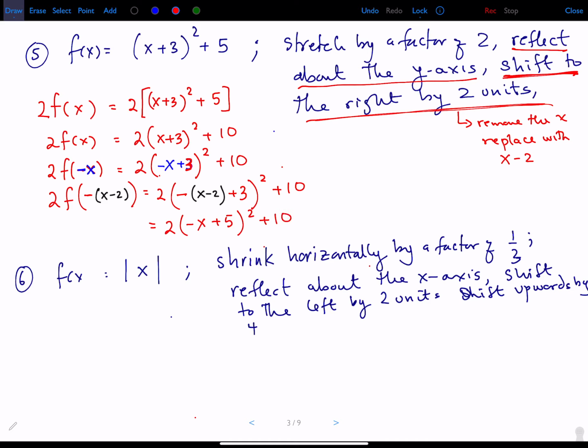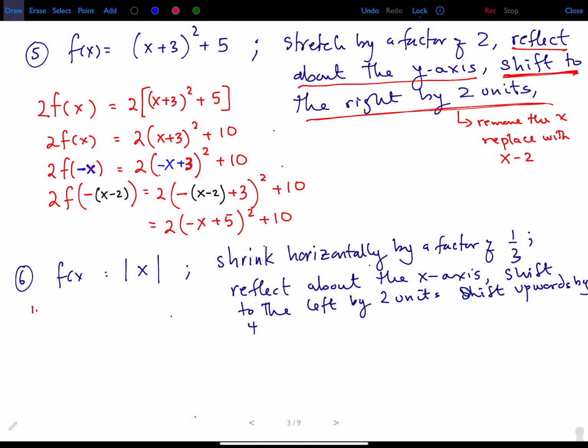All right, let's look at the last one. The last one I have over here is absolute value of x. And the sequence that we need to follow through is shrink horizontally by a factor of 1/3, reflect about the x-axis, shift to the left by 2 units, and shift upwards by 4. So that's a lot, but let's see.